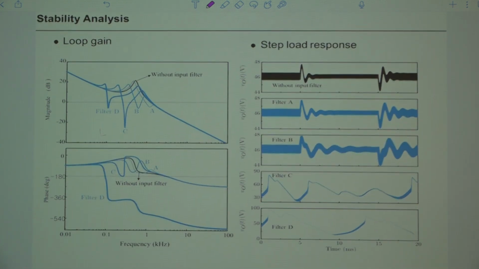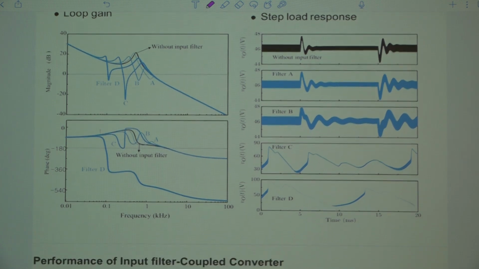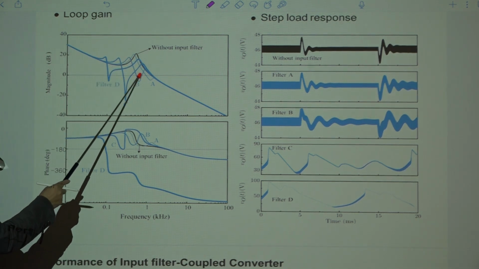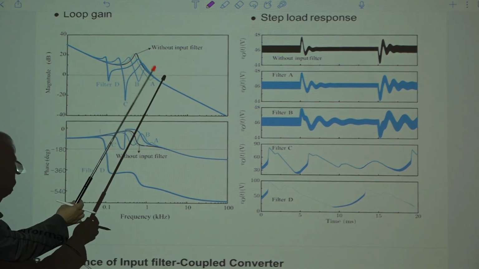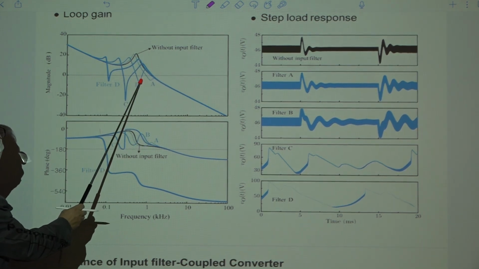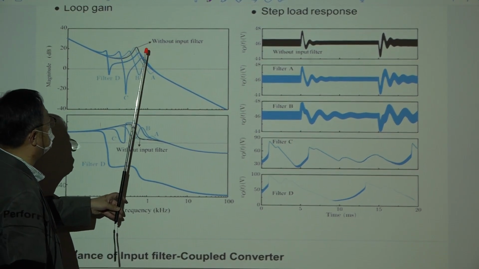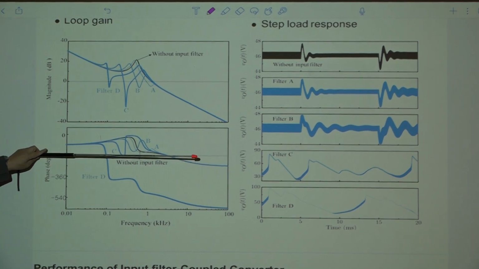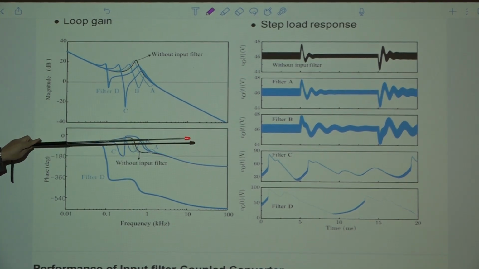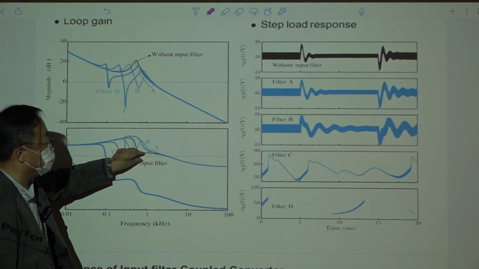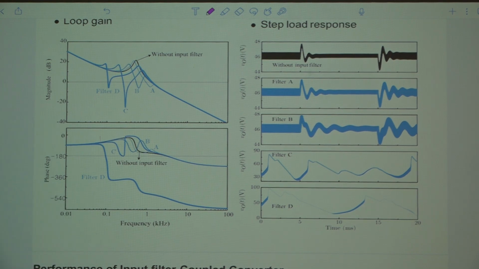Loop gain characteristic is shown here. So this is the case A. Some strange behavior. Then still A and B, they are stable because at the loop gain crossover frequency here, the phase is less negative than minus 180 degrees. So they have very small phase margin, so performance will be very poor. But still, they are stable.